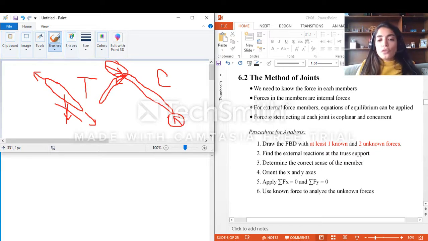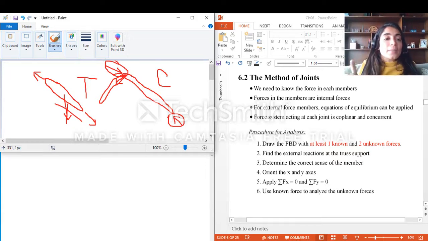Now, in the method of joints, what you have to do is take the joint itself, one of these joints inside the truss, and make this joint your free body diagram by illustrating all the external forces acting on this joint. And then, by drawing all these external forces, I should apply the equilibrium equations.